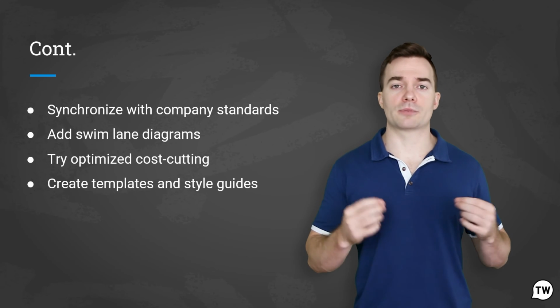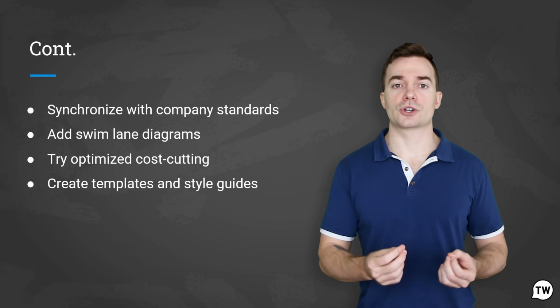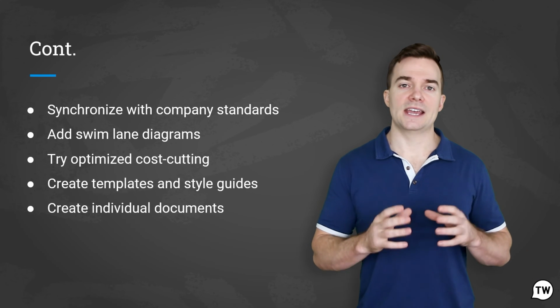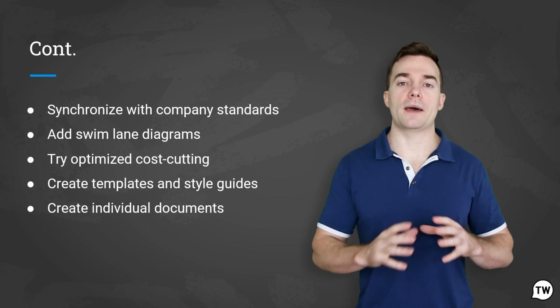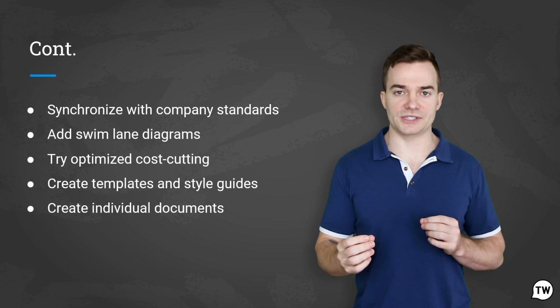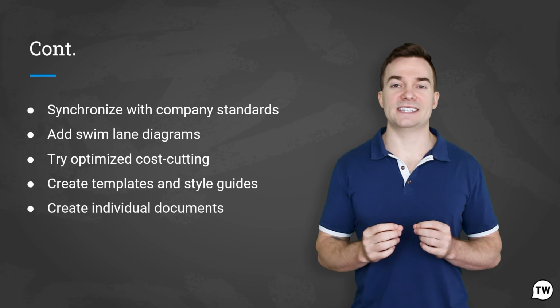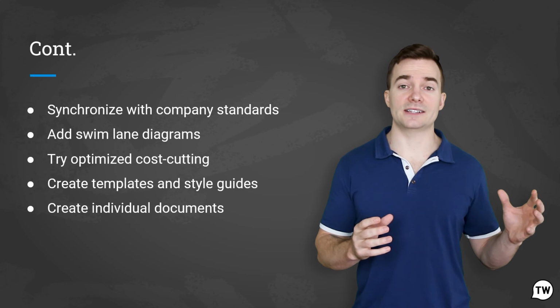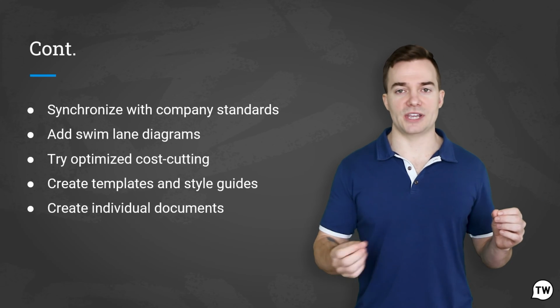And the last way to improve your process documentation here is to create individual documents. Instead of compiling everything into one big document, create multiple smaller ones for different processes. If you think one process deviates from another even slightly, create separate documentation for it.